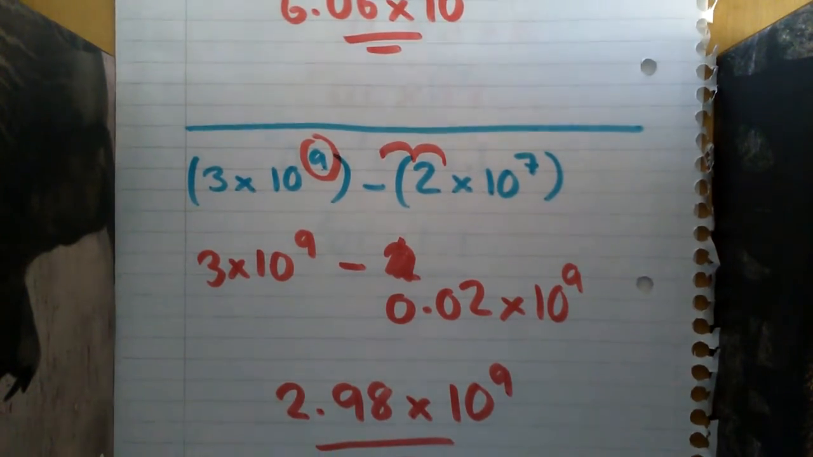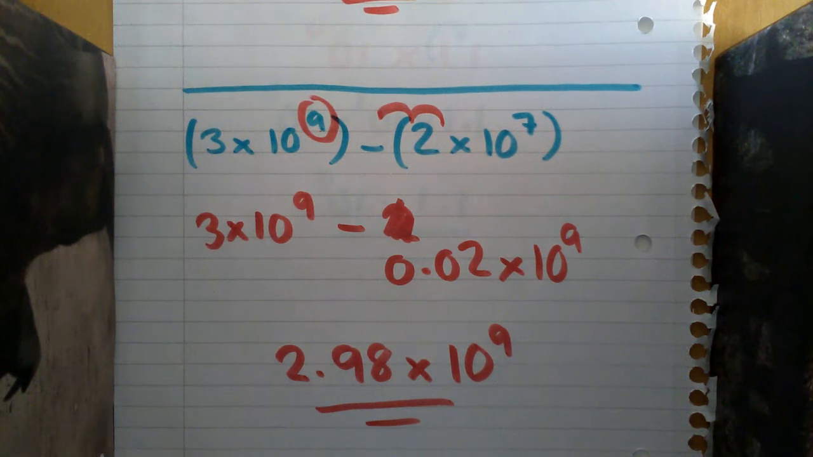Okay, so when we do these questions, we generally don't have to adjust. We generally get the answer already in correct standard form, which is why we change the smaller power of 10 to the larger value.